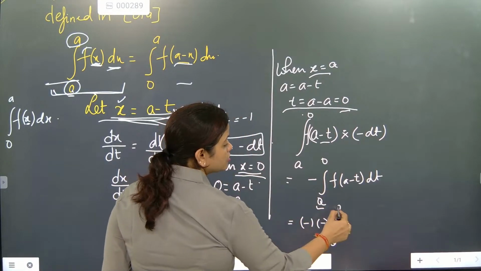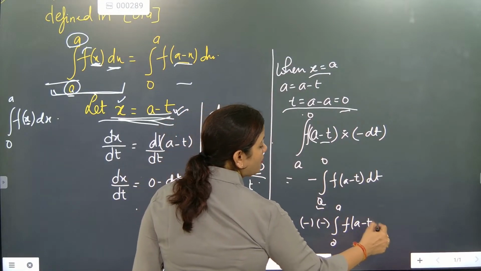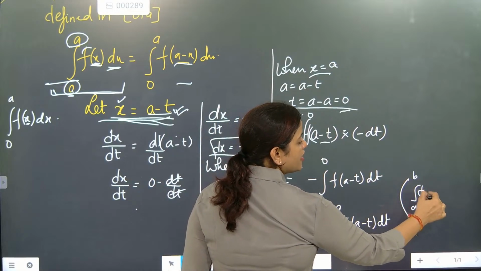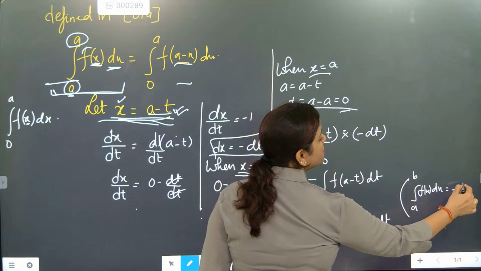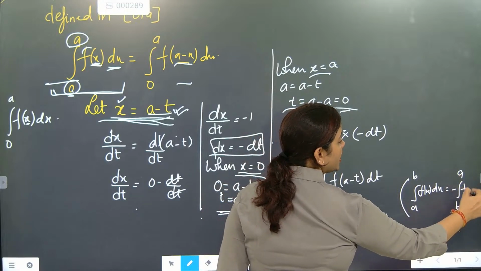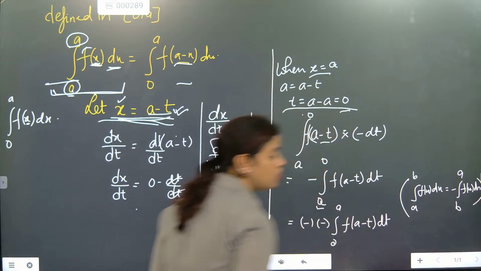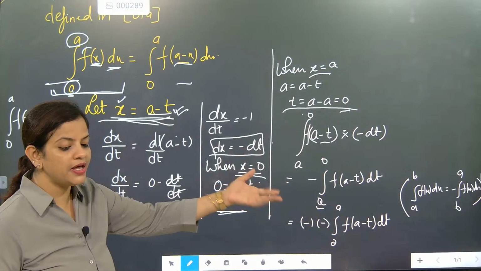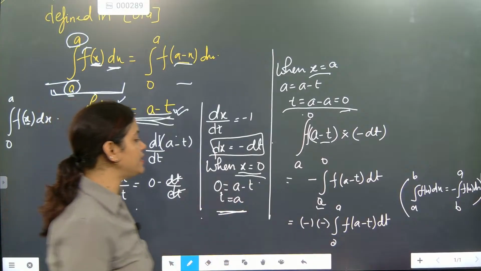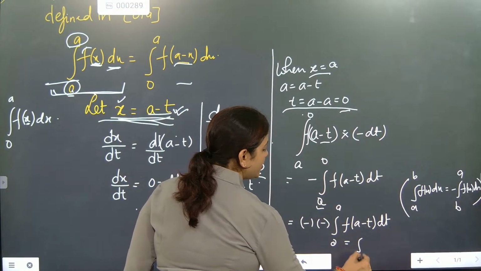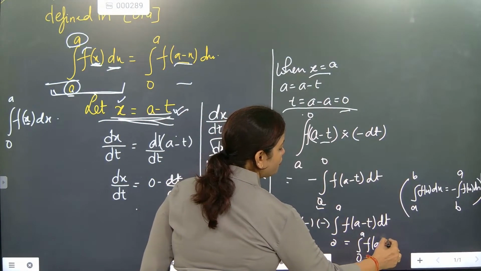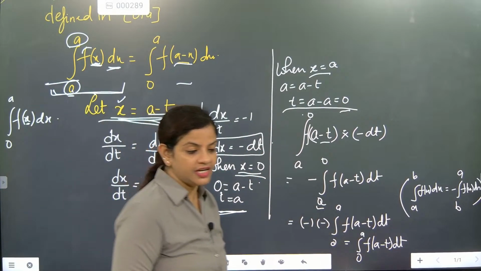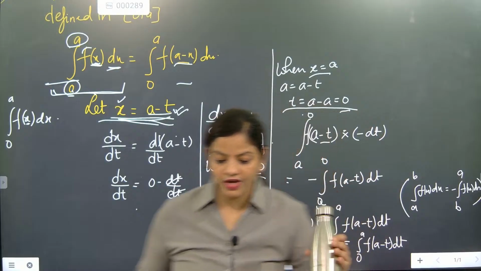Why? Because of a property. What does that property say? That property number 2: the integral from a to b of f of x dx will become minus the integral from b to a of f of x dx. Did you get my point, beta? So whenever we change the location, lower to upper and upper to lower, a minus will come. So overall what is coming? The integral from 0 to a of f of a minus t dt. Got it? 0 to a of f of a minus t dt.